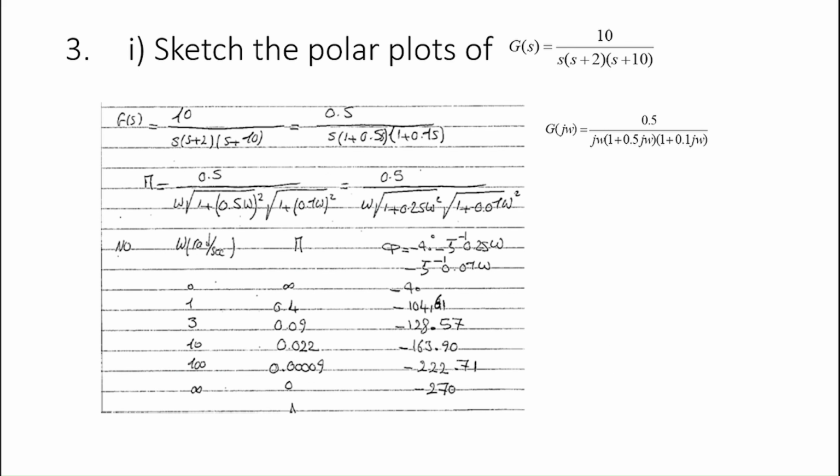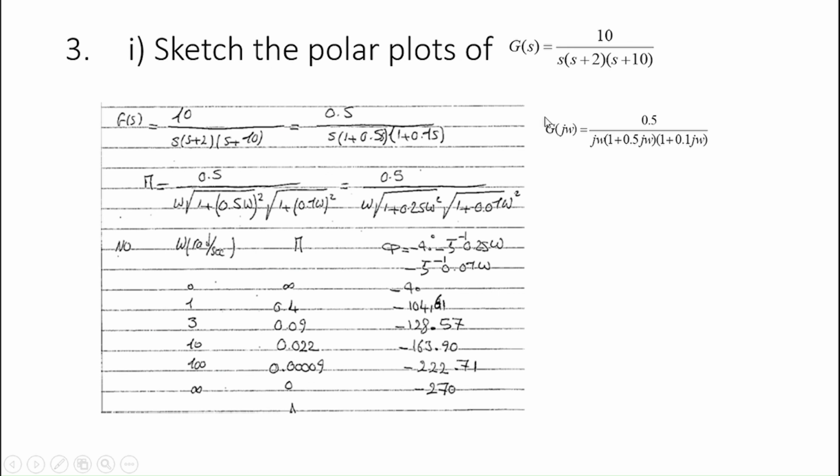So question number 3 has two parts again. The first part is to sketch the polar plot of 10 over s into s plus 2 into s plus 10. You can rewrite this as 0.5 over s into 1 plus 0.5s into 1 plus 0.1s. As usual, the first step is to replace s with j omega. If you do that, you'll get 0.5 over j omega into 1 plus 0.5 j omega into 1 plus 0.1 j omega.